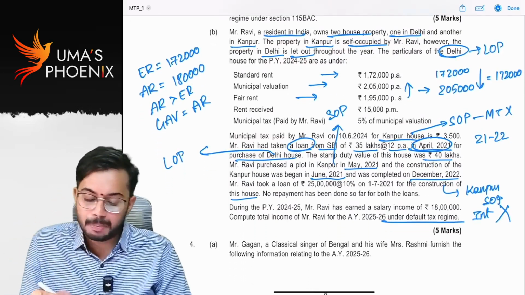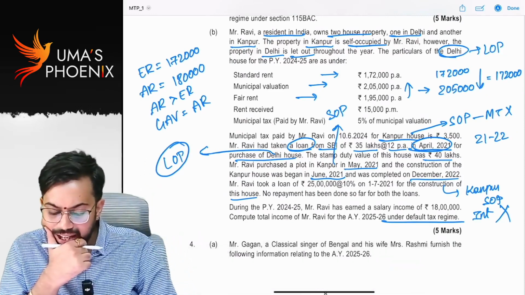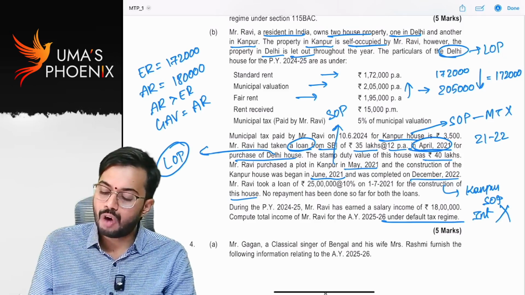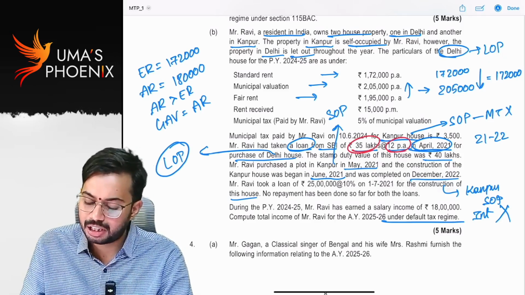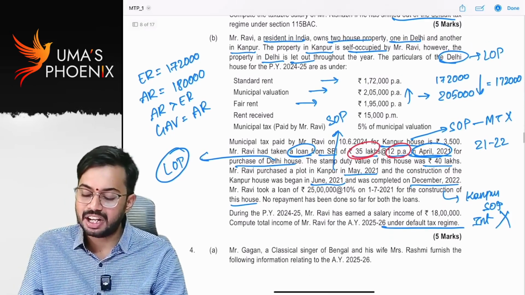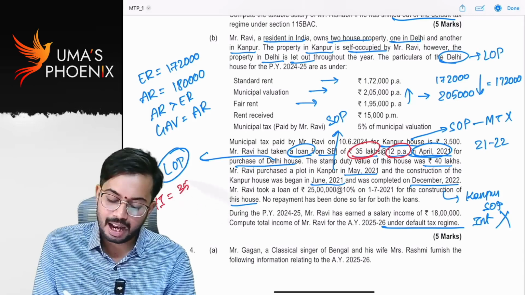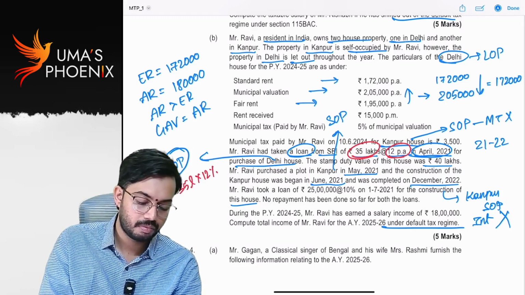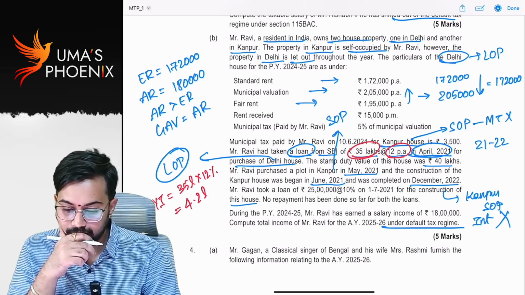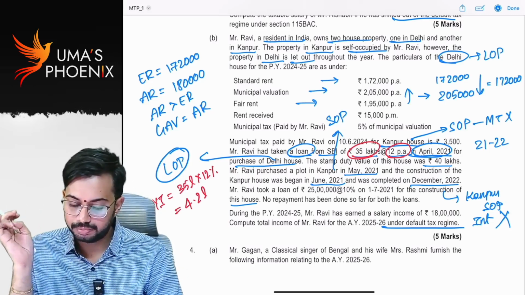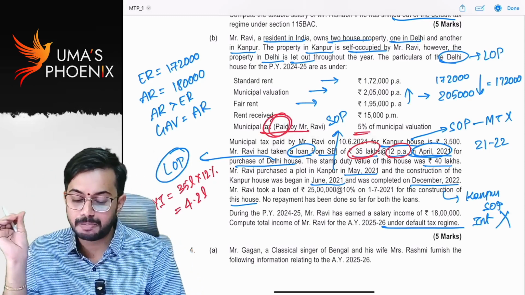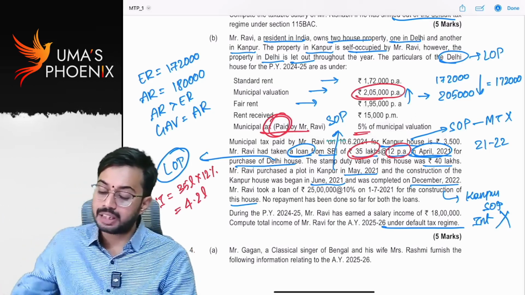Now, Delhi house is let out property, right? For let out property, interest is allowed as deduction. So, what is the amount of loan taken? 35 lakhs. Rate of interest 12% per annum. So how much is current year interest? Current year interest is equal to 35 lakhs into 12%. How much? 4,20,000 is current year interest. Correct? Good. So with regard to Delhi house property, municipal taxes are paid. Municipal taxes are 5% of municipal valuation. Municipal valuation is 2,05,000 per annum. Correct?